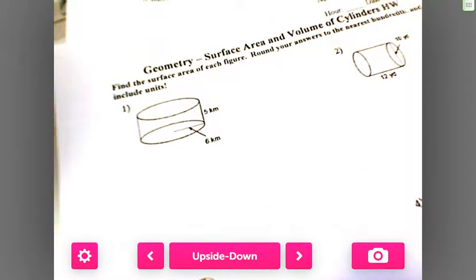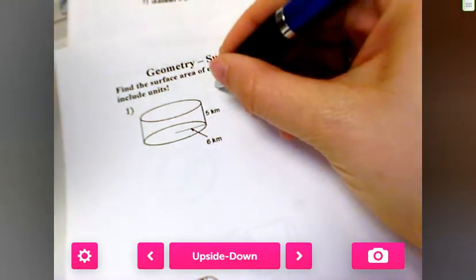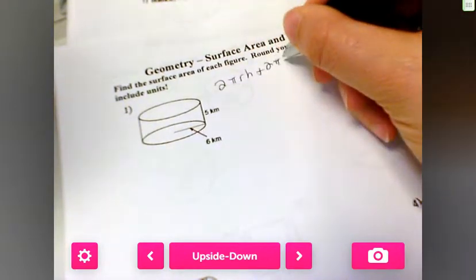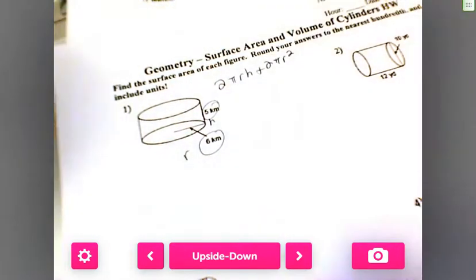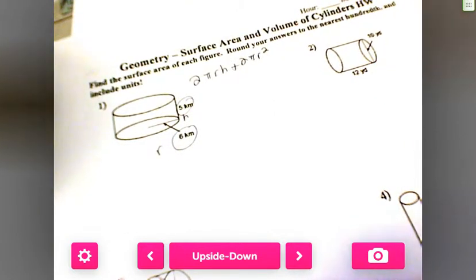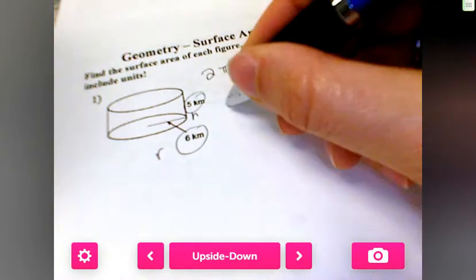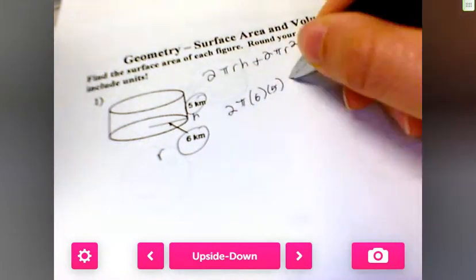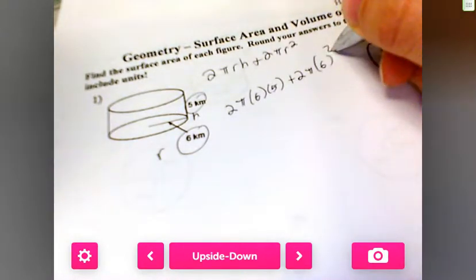Okay, let's do number 1 on the front for surface area. Remember, the equation for surface area, which is in your circle book, is 2 pi RH plus 2 pi R squared. 6 is R, 5 is H, right? The height is the distance between the two circles. So right here for number 2, your height is not 10. Your height is the distance between the two circles. So we're going to get 2 pi 6 times 5 plus 2 pi 6 squared. And we're going to put that in our calculator.